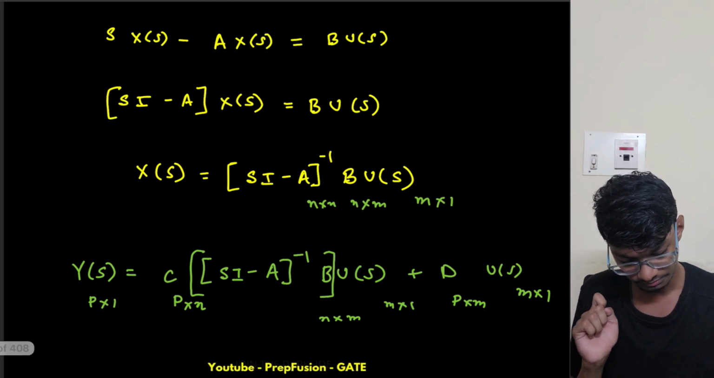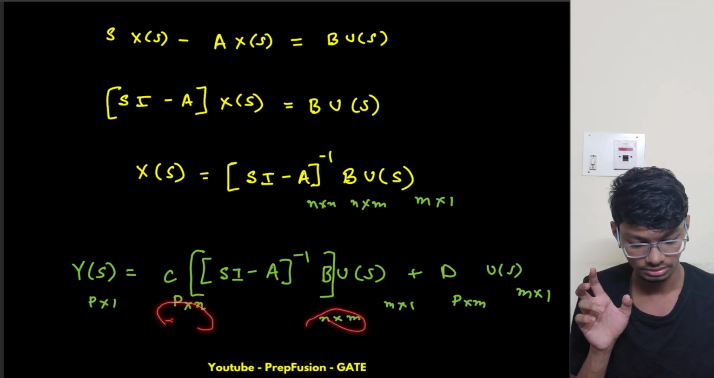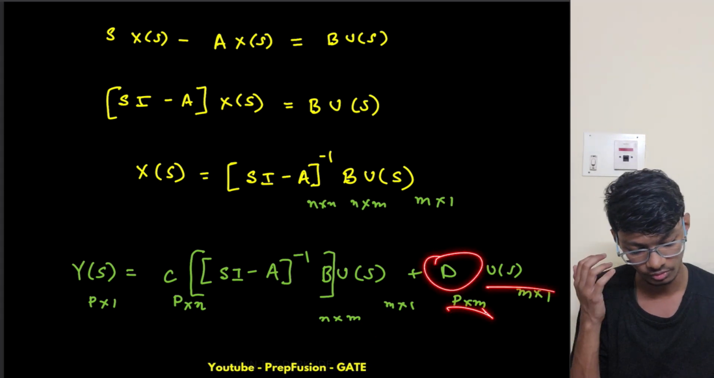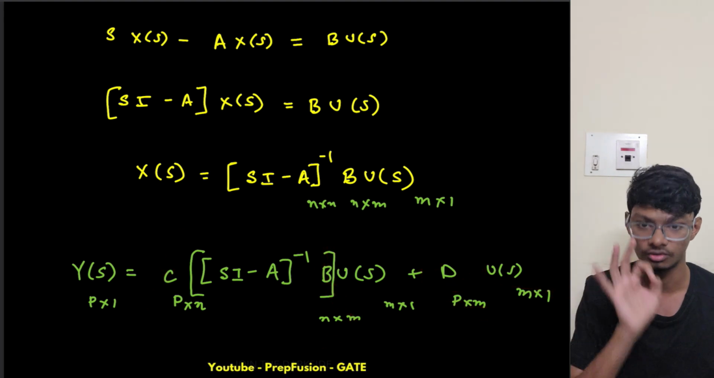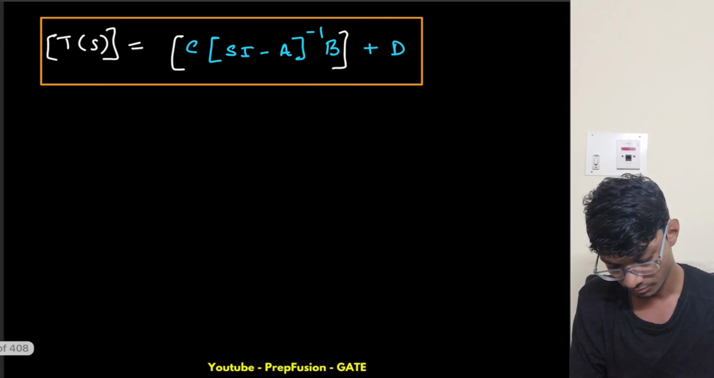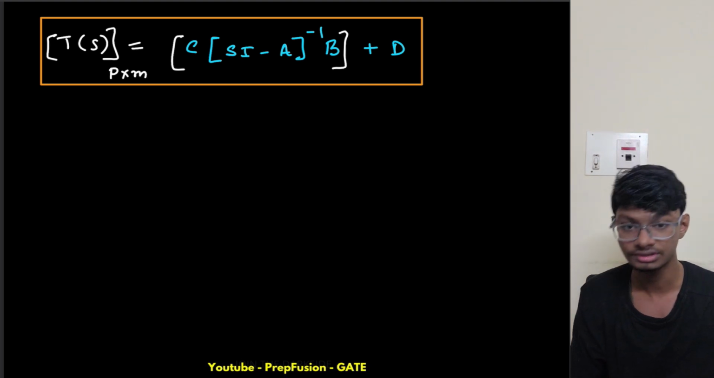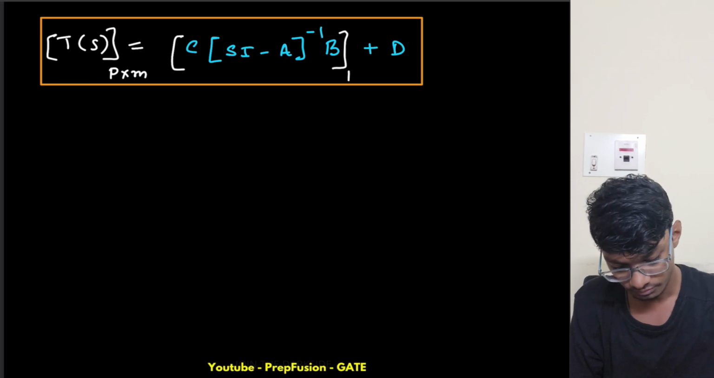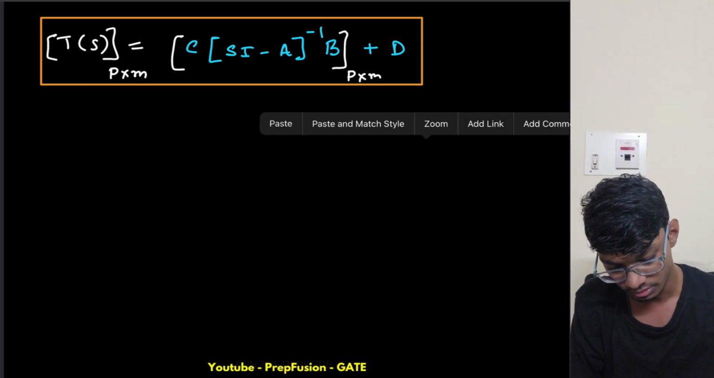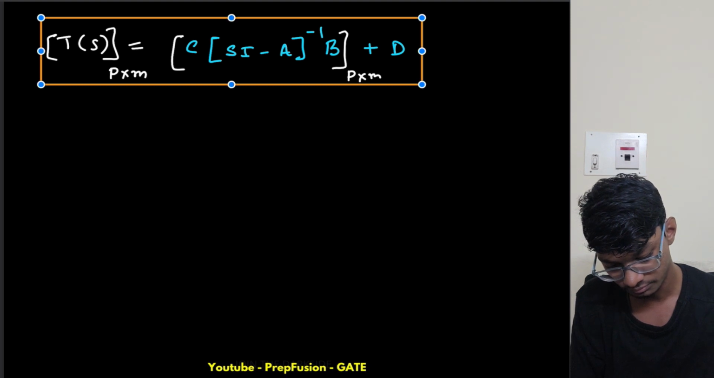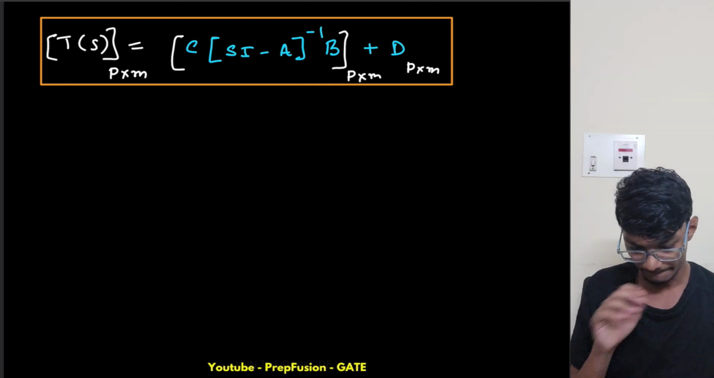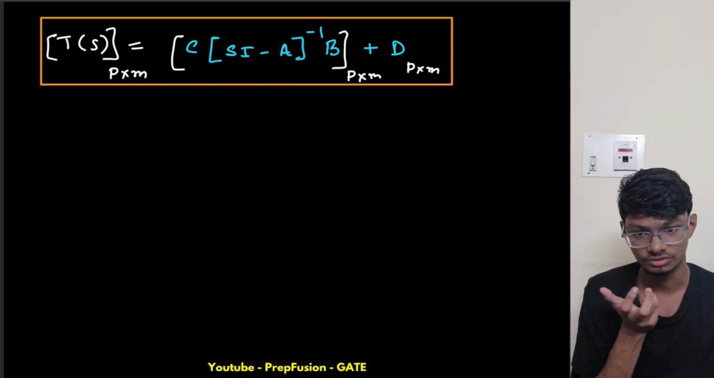This is getting multiplied with this one, so we are getting p cross m here, and D also has the order of p cross m, and U I am taking common. So the transfer function has order of p cross m. It is very important to understand that the transfer function relates output and input. That's why again it will have order of p cross m. This D also has order of p cross m, so all these have orders of p cross m.